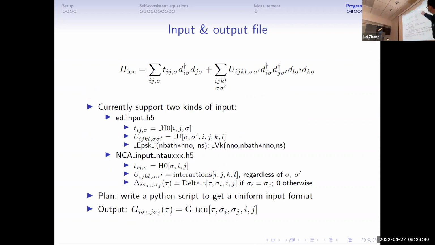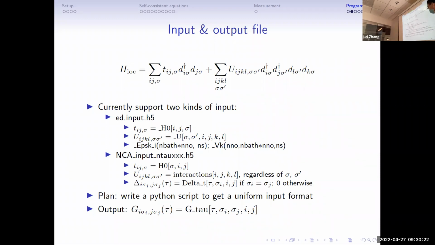For the input, that's why I have also introduced the notation here. Currently the code supports two kinds of input. One is completely compatible with the ED input. This is the correspondence between the theoretical expression and the corresponding data notation. Be careful that the convention in the ED input is ij sigma, not sigma ij. It's also compatible with the data given by China.